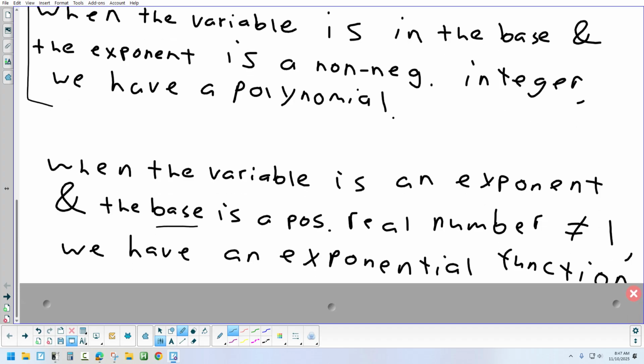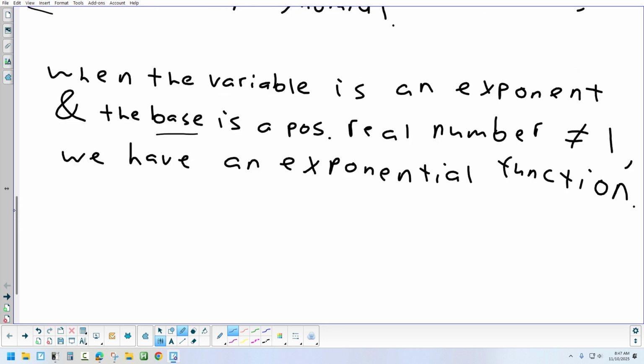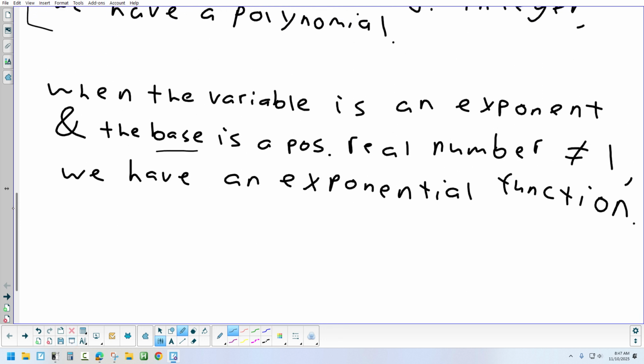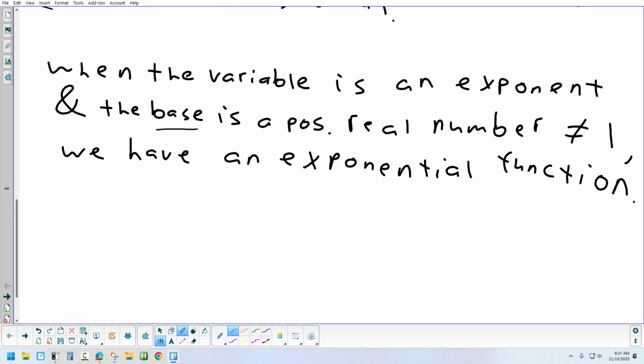Okay, so for an exponential, you've got to have an exponent that's a variable, and you have to have a base that's not 1. And it has to be positive. It can be a decimal, it can be a fraction, but it does have to be positive. Let's look at what would happen if it was negative.